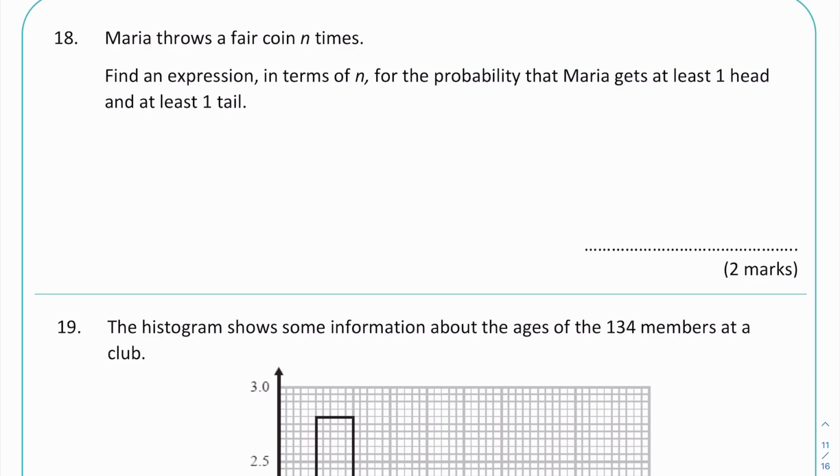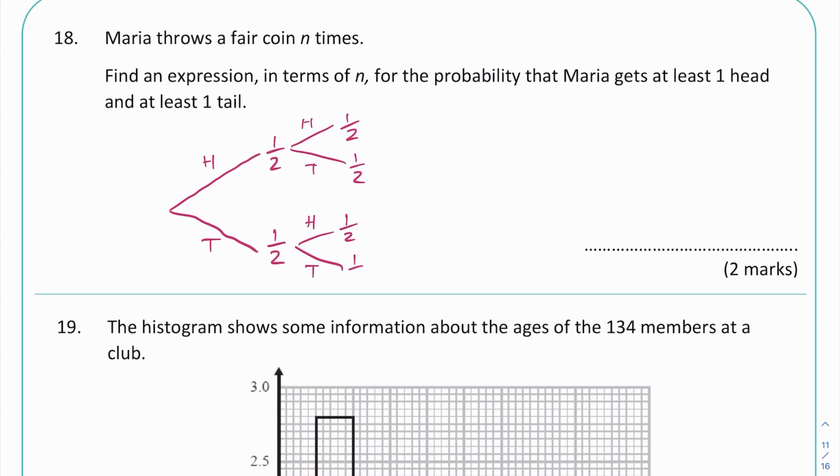Okay, so it says Maria throws a fair coin n times. Find an expression in terms of n for the probability that Maria gets at least one head and at least one tail. Now, this is a bit of a nasty one, but if we think about a probability tree and how we draw this if we were working out probabilities, the probability of getting a head and a tail is 1/2. If we then did another throw, and obviously it says n times, so we don't know how many times we're going to do this, but if we just imagine we did it twice and what that would look like, it would look like this: 1/2 and a half, and a half, and a half.